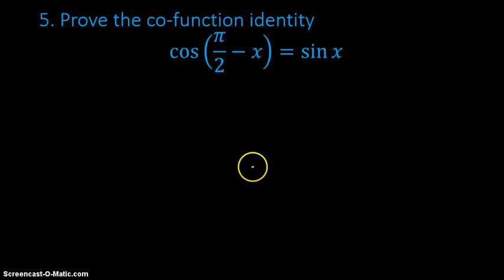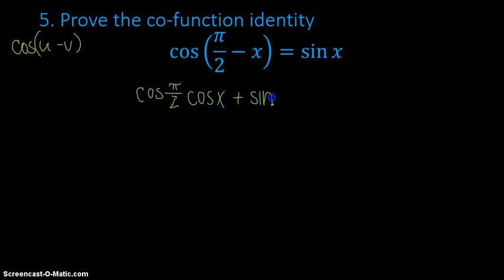Prove the cofunction identity. So I'm going to be manipulating this side in hopes of trying to get to the sine x. And I chose to manipulate the left side because it's the more complicated one. So when I do that, this is cosine of u minus v, which if you look at your sum and difference formulas, is going to be cosine of your first angle, times cosine of your second angle, plus sine of your first angle, times sine of your second angle. And this should equal sine x, so I bring that down with me.